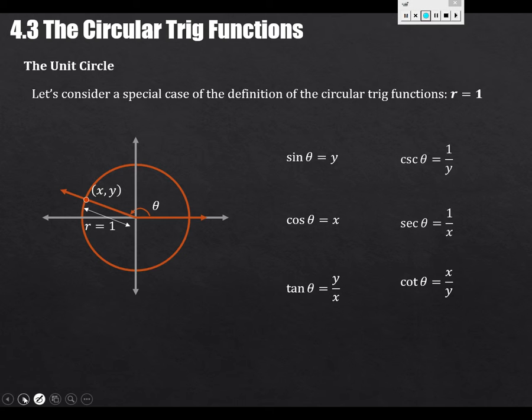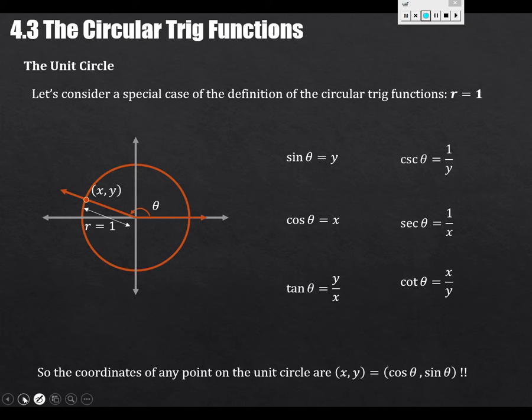The other important thing to notice is that if someone tells you a point on the terminal side of your angle that's 1 unit away, and you know the coordinates, then what are you looking at when you look at x comma y? You're actually looking at cosine of the angle, comma, sine of the angle. If you know your point is 1 unit away from the origin, then you already know the cosine and sine of the angle whose terminal side passes through there. They're staring you in the face.